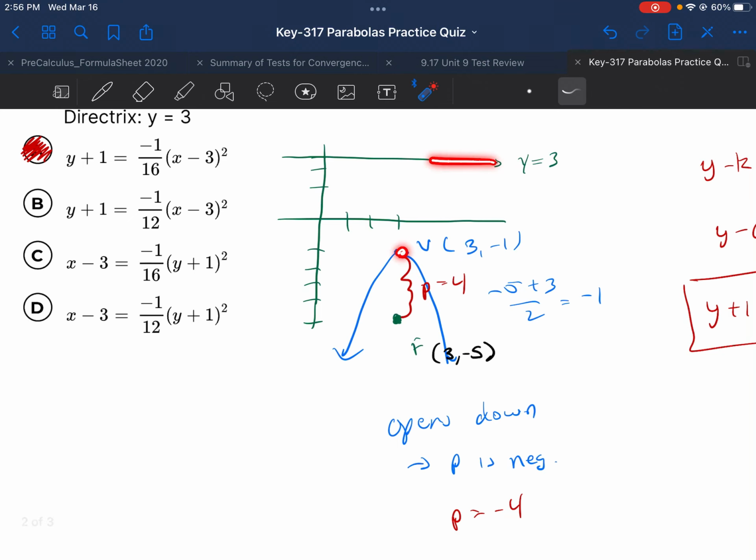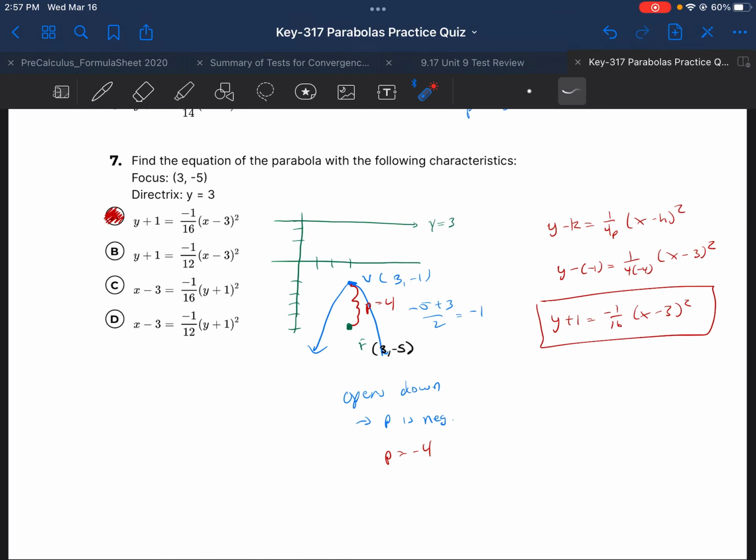I also know that because the directrix is up here and the vertex and the focus are down here, my parabola has to open down. Okay, so we know the parabola opens down. We know that the vertex is (3, -1). The only thing we still have to figure out is the value of p. Well, as you can see from the key here, the distance from the focus to the vertex is that value of p. So from -5 to -1, that vertical distance is a distance of 4. And since the parabola is opening down, we have to make sure that our p is negative.